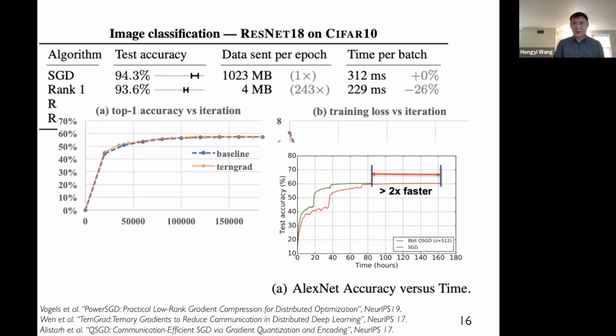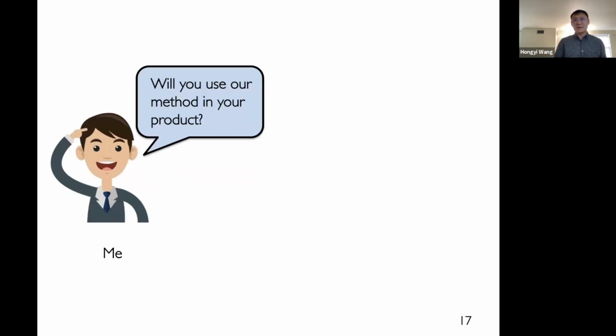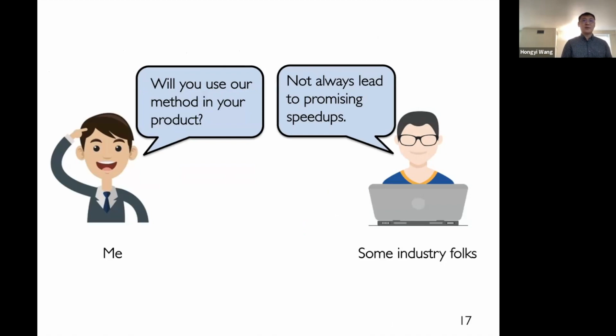So back to our story at NeurIPS '18, after we built Atomo, we were very excited at that time. We seemed to have found a method that works very well in practice, and we wanted to talk to a lot of industry folks. We reached out to people and said, hey, can I actually use our method in your product? The information we received from the industry folks was kind of disappointing, because they told us that the method may not necessarily lead to meaningful speedup in real systems. Then we came back to the lab to run some serious benchmarks and delve into the details to see what was really happening. That began the series of research I want to share with you today.